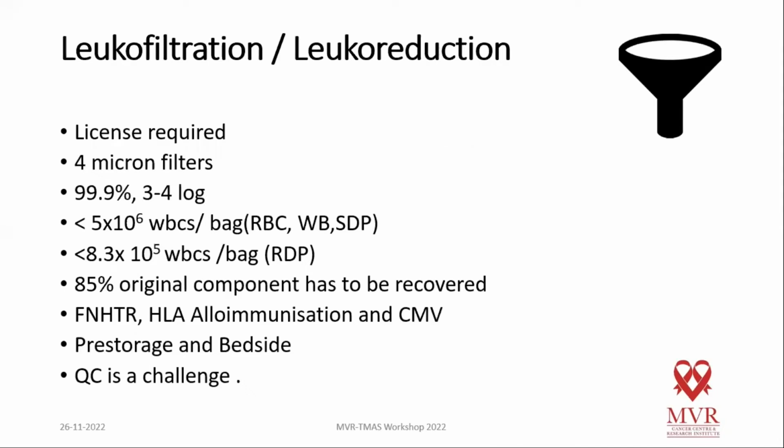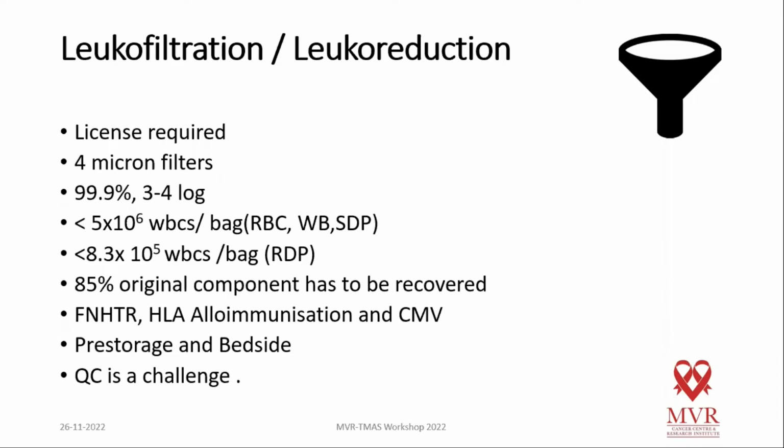A 4 micron filter is used. A 3 to 4 log reduction is achieved for RBCs and WSDPs. Less than 5 x 10⁶ WBCs per bag is required. Reduction is required for RDPs to less than 8.3 x 10⁵ WBCs per bag. 85% of the original component has to be recovered after the filtration. It is done to prevent FNHTR, alloimmunization, and CMV. And QC is the challenge in preparing and issuing this particular component as of now.